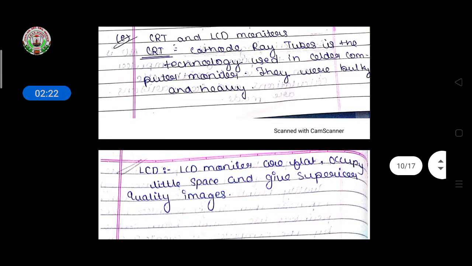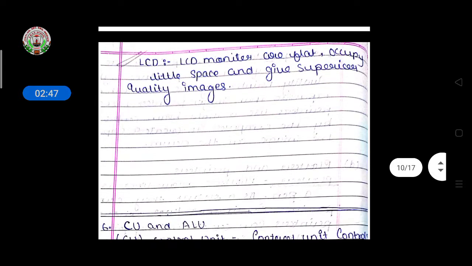CRT and LCD monitors. Cathode ray tube is the technology used in older computer monitors. They are bulky and heavy. CRT means earlier we had a TV; that TV or computer screen was very bulky and very heavy. And nowadays we have LCD. LCD, you know LCD. LCD means a flat monitor, occupying little space and of superior quality.